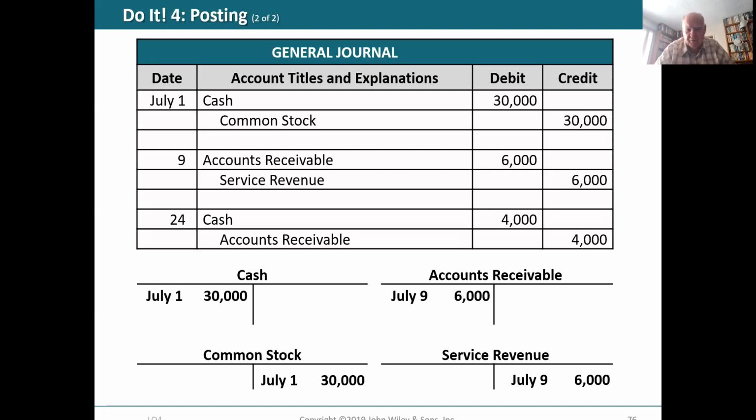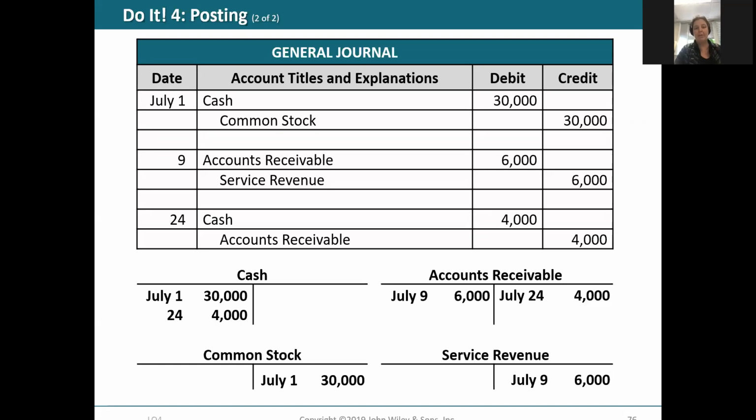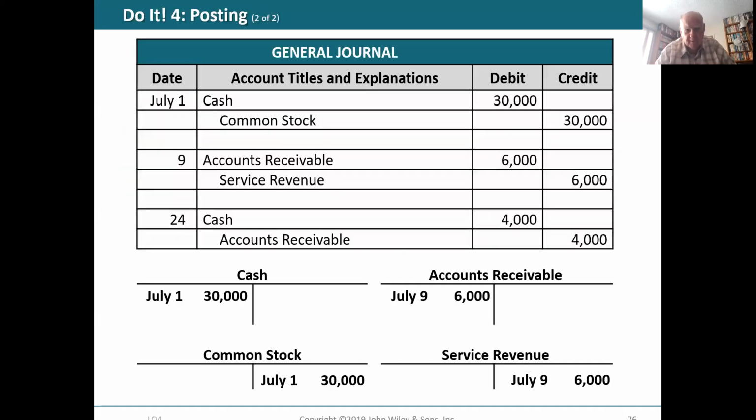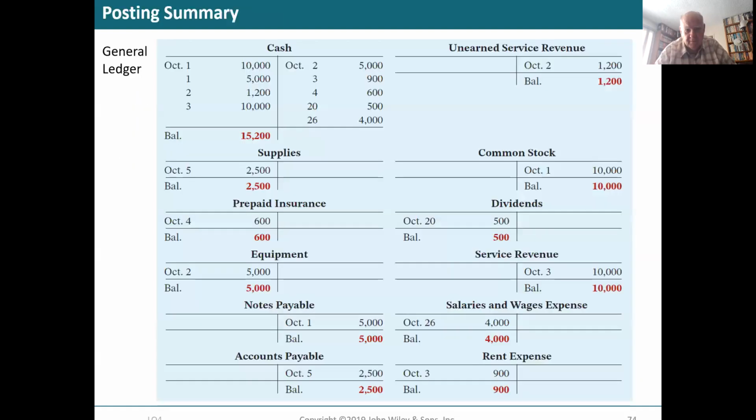And then in the third entry, some of our customers are paying us. So what do we debit? We receive cash from them, so our cash goes up. And what does accounts receivable do? We have to reduce it, because they don't owe us the money anymore. Exactly right. Good.